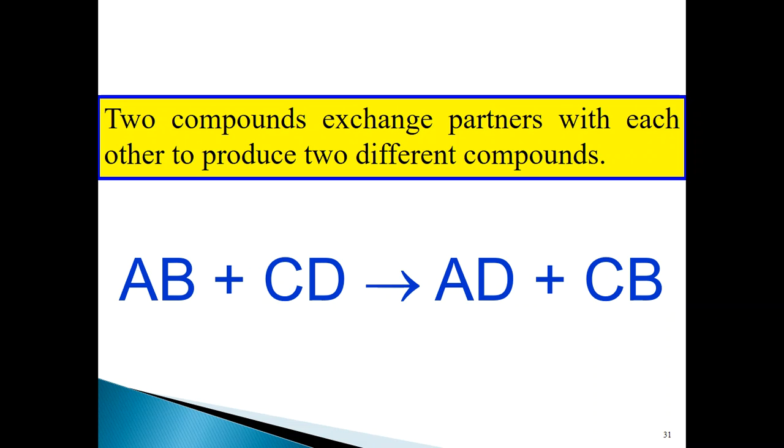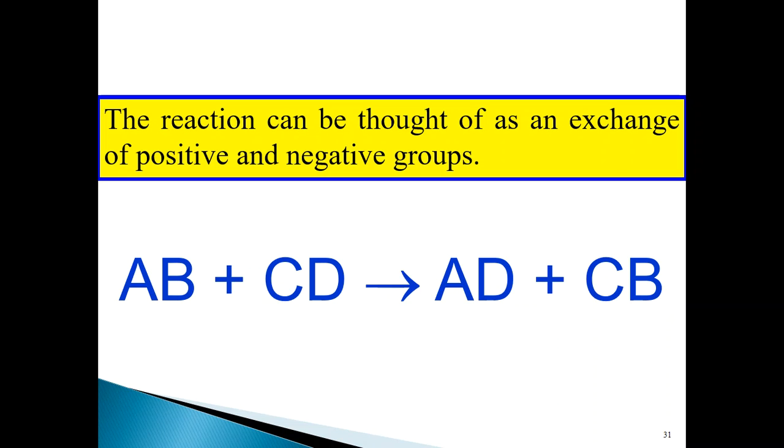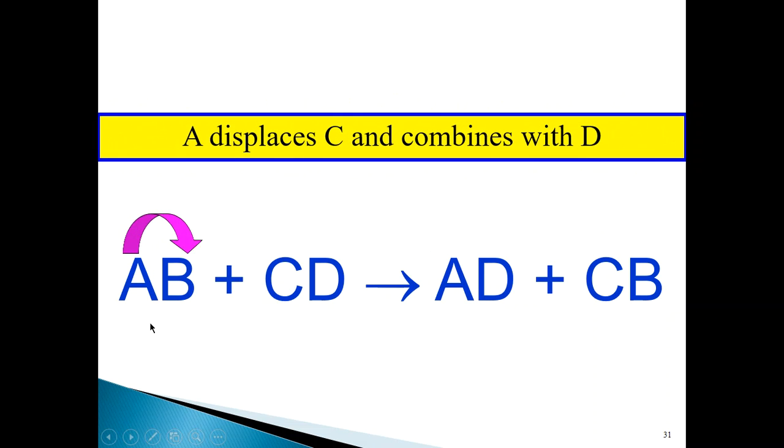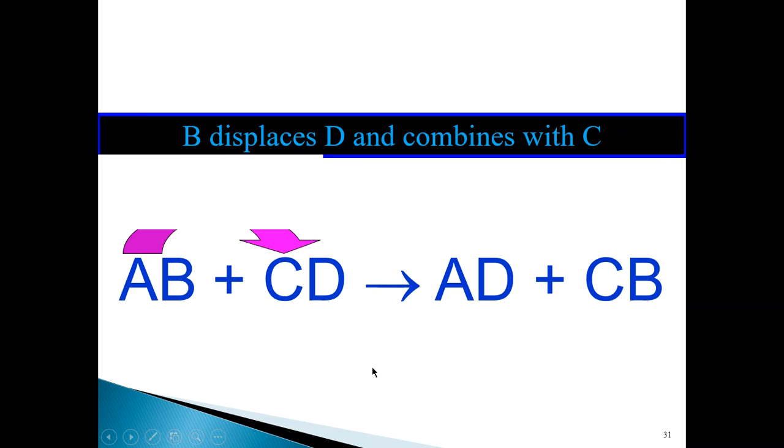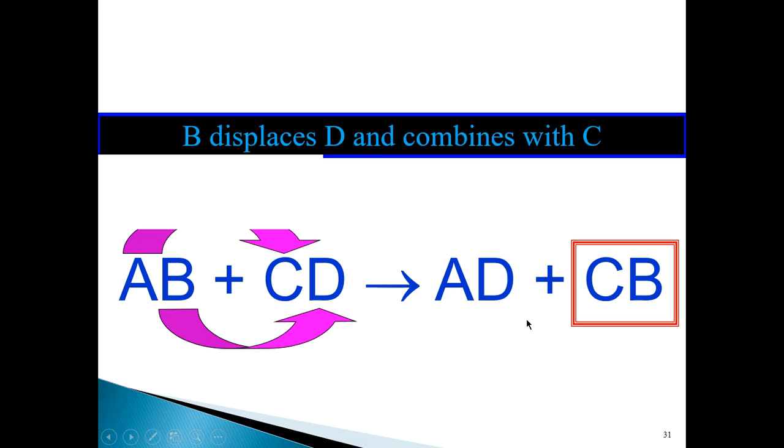with a compound CD. What is happening in this type of reaction is you have the A switching partners with D. So you're going to end up with A replacing C, as shown here, and end up being combined with D to form AD. And B itself will displace D and end up being combined with C to form CB. All right, so that's basically what happens.